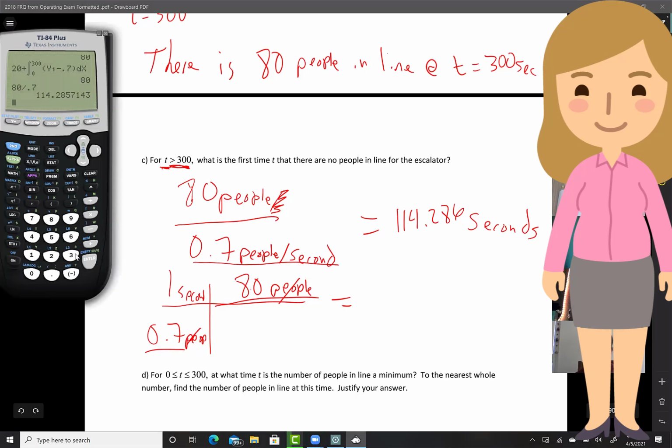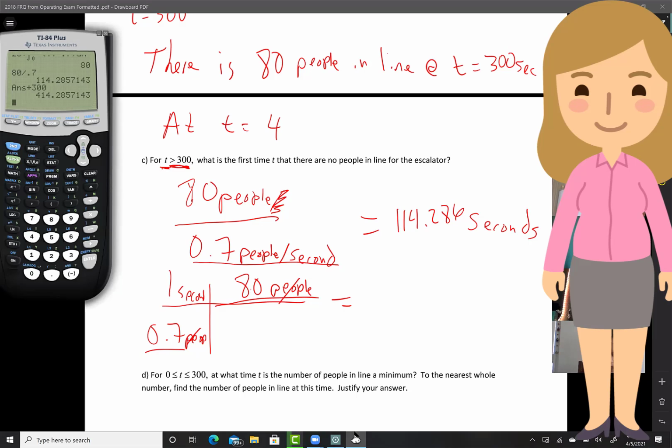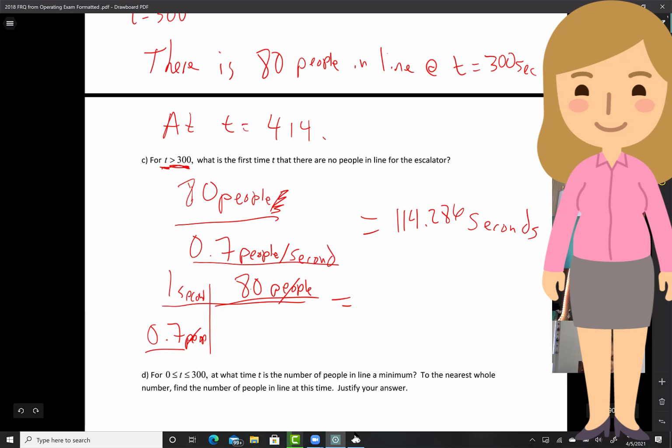Plus 300. So at 414.286, there are no more people in the line. At t equals 4, and I already forgot the number, guys. 414.286. So I guess just add 3 to that, right? 3 plus 1 is 4. 414.286 seconds. There are no more people in line. Sorry, guys. I'm writing kind of weird because I'm writing like that on a tablet.